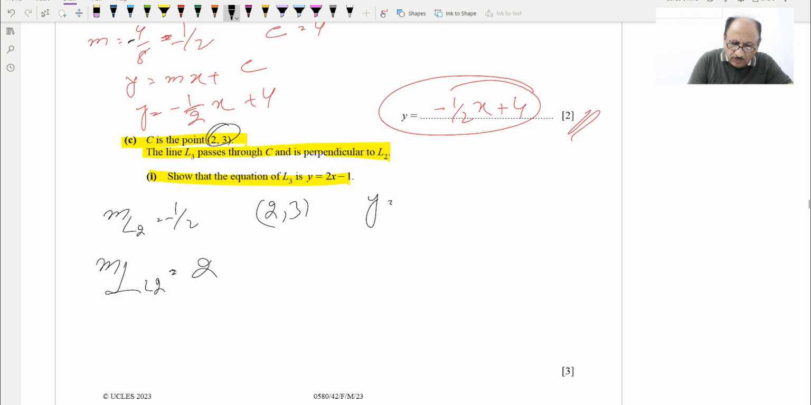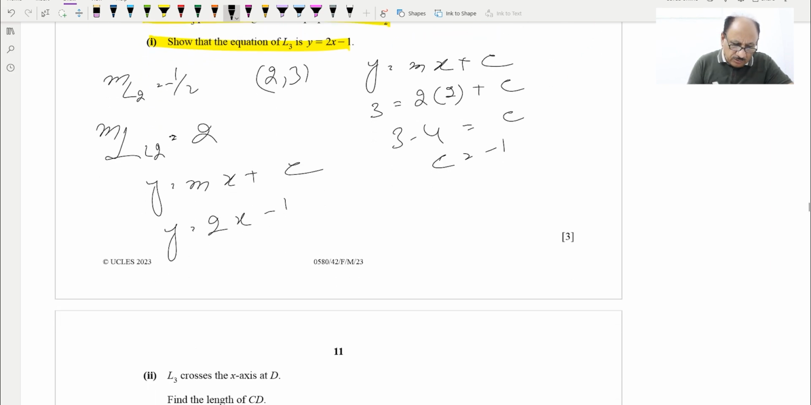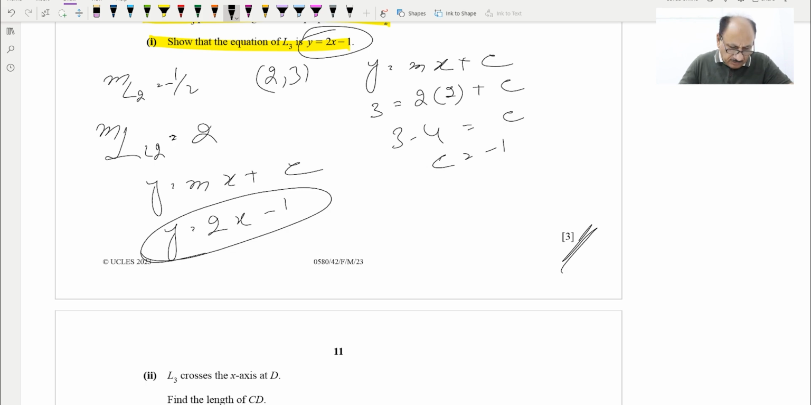So y is equal to mx plus c. So we will replace the point 3 and gradient is 2, so into 2, and c value will be equal to 3 minus 4. So 3 minus 4, and this will be c is equal to minus 1. Now we can write y is equal to mx plus c. So gradient is 2 and c value is minus 1. So our equation will be y is equal to 2x minus 1, which we were supposed to prove, which is a 3 marks question.